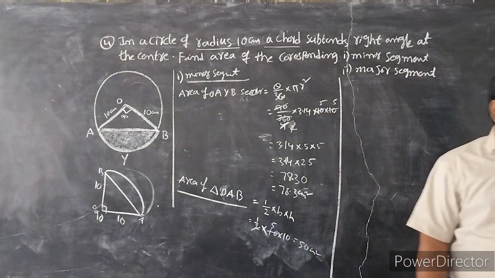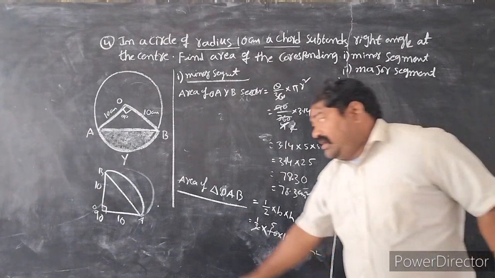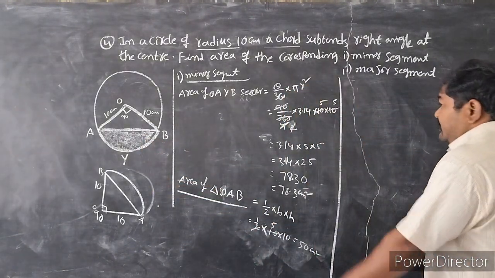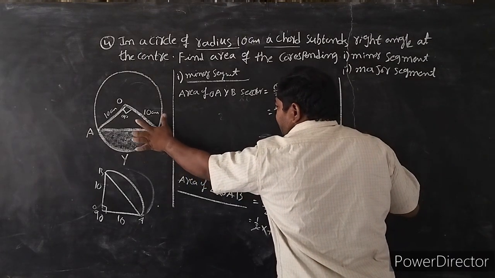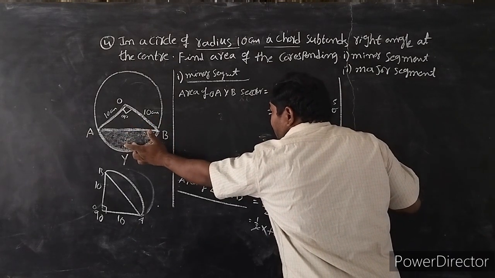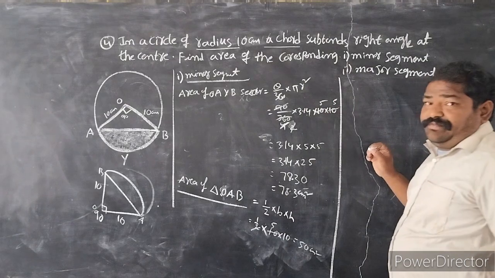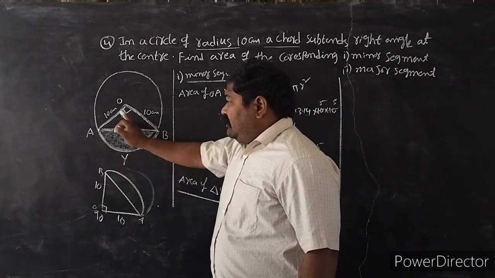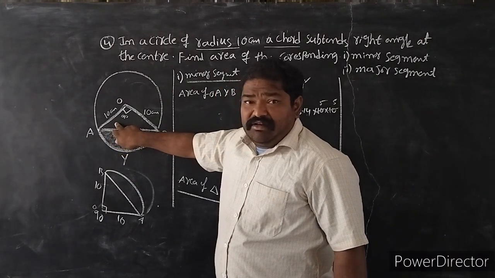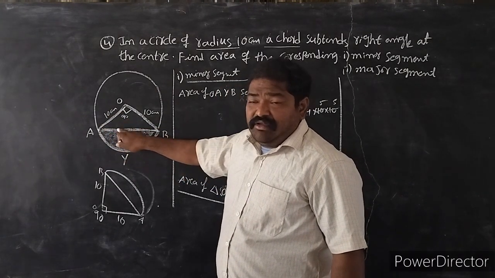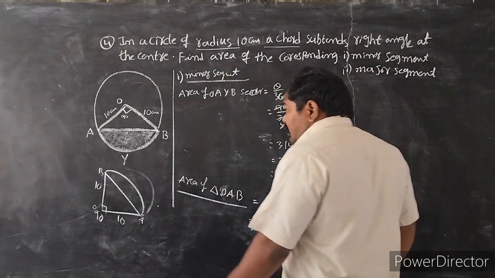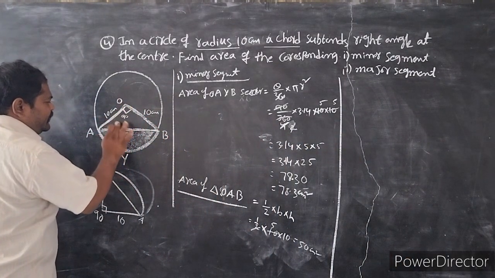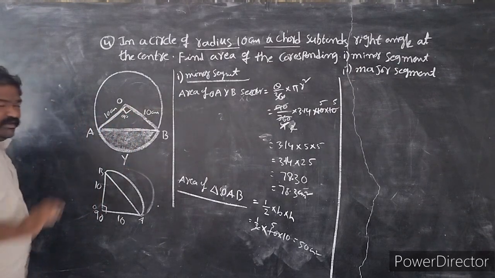Now we are going to calculate the area of the minor segment. In this sector we have the right angle triangle as well as the minor segment AYB. If we subtract the area of the triangle from the total sector area, we will get the minor segment. చూడండి, ఈ టోటల్ సెక్టర్ లో నుంచి ఈ రైట్ యాంగిల్ ట్రయాంగిల్ ని తీసేస్తే మనకి మైనర్ సెగ్మెంట్ వస్తుంది.